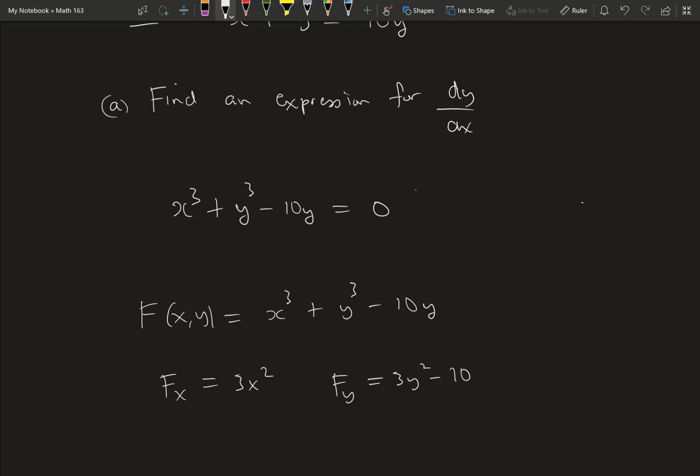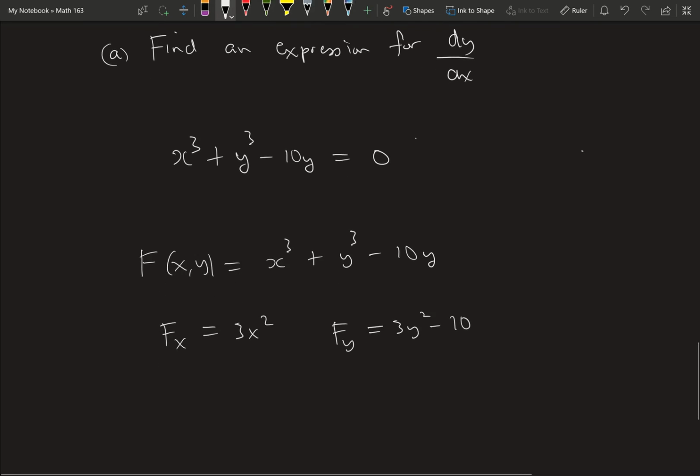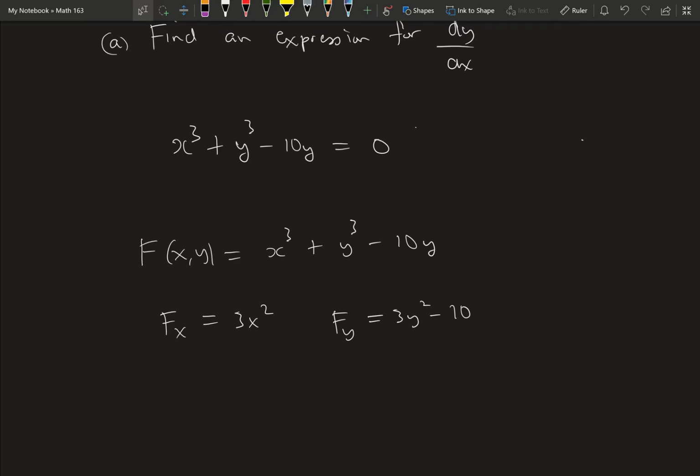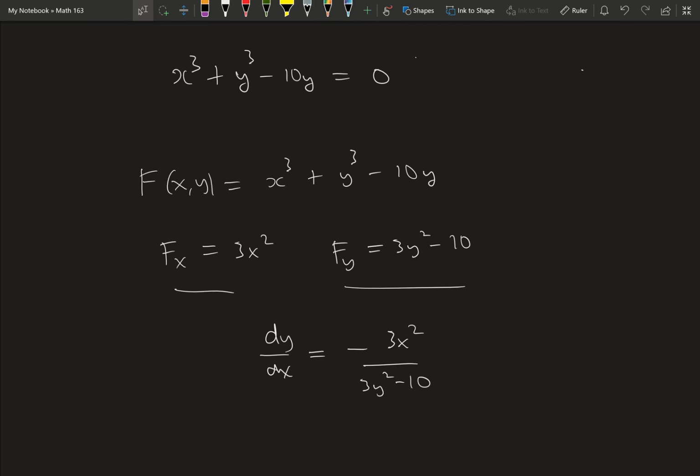So, well, the reason why I didn't want to find the expression of the tangent line yet is because I have to check some conditions on these. Notice here that dy dx is negative 3x squared over 3y squared minus 10. So the condition from the implicit function theorem, which is kind of obvious from this formulation, is that the denominator here can't be 0. Denominator is not 0.